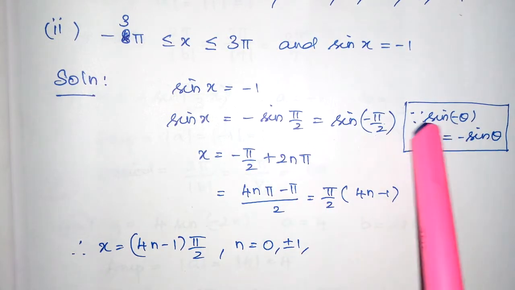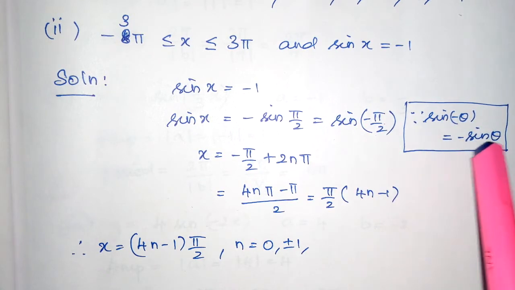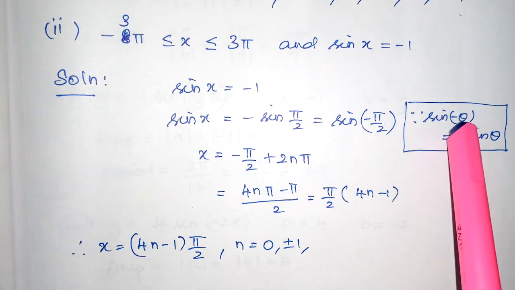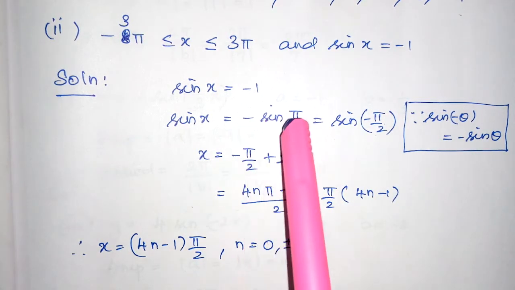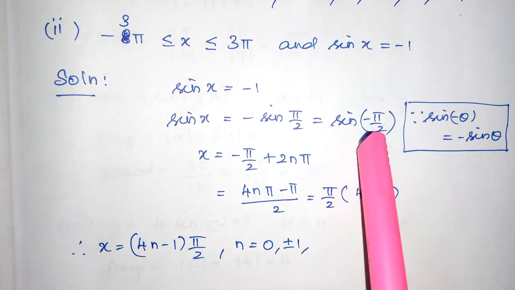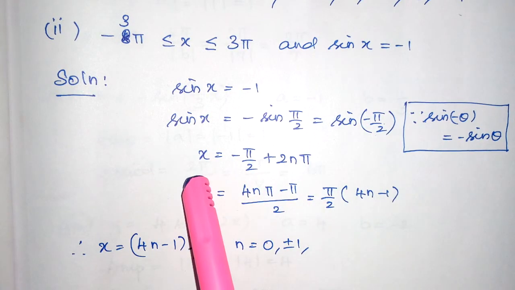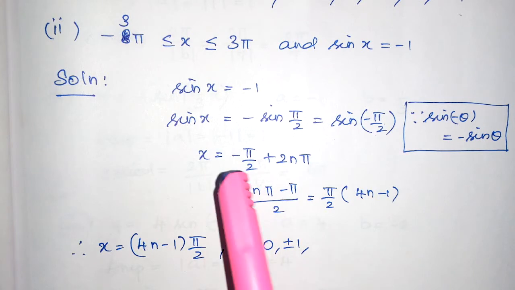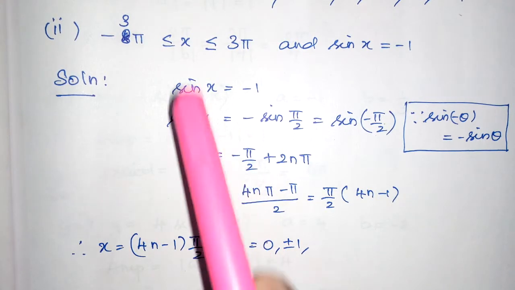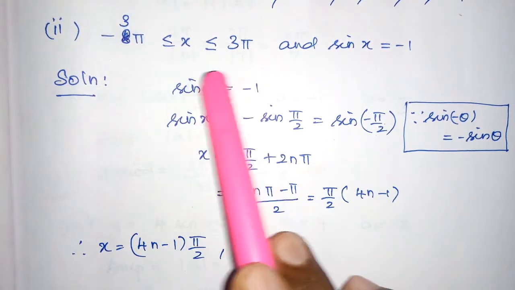See here, sin minus theta is equal to minus sin theta. So this minus can be taken inside the angle. So similarly here also this minus is taken inside. So sin minus pi by 2. Now x is equal to minus pi by 2. So this is in the principal domain. Now we have to find for this domain, I have to find the sin value.